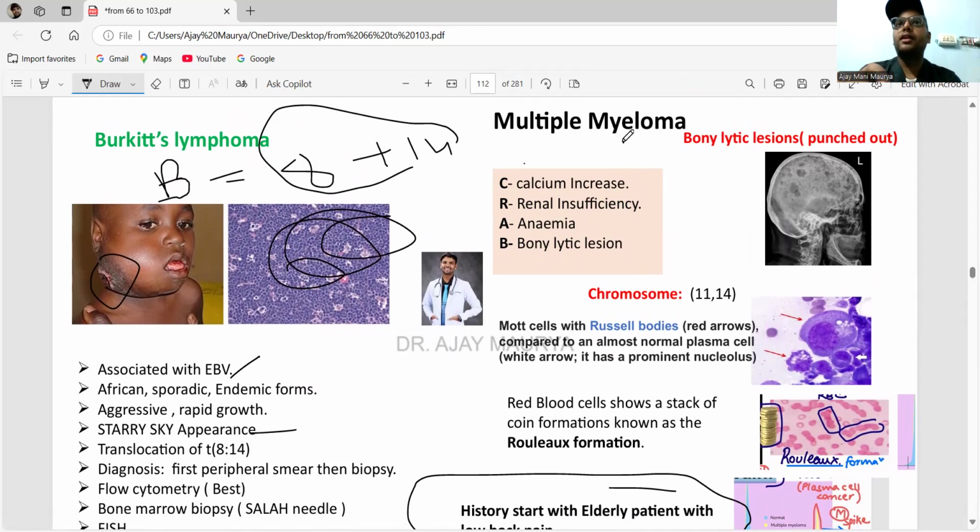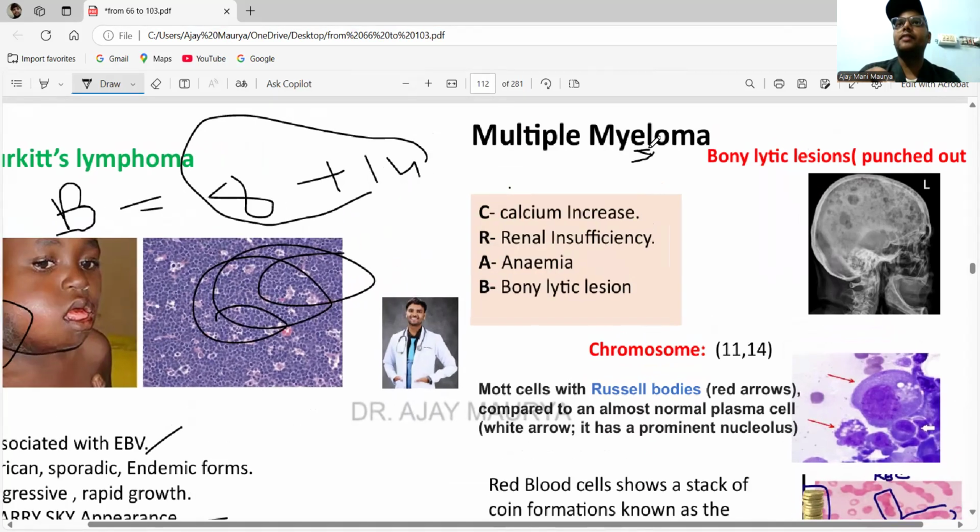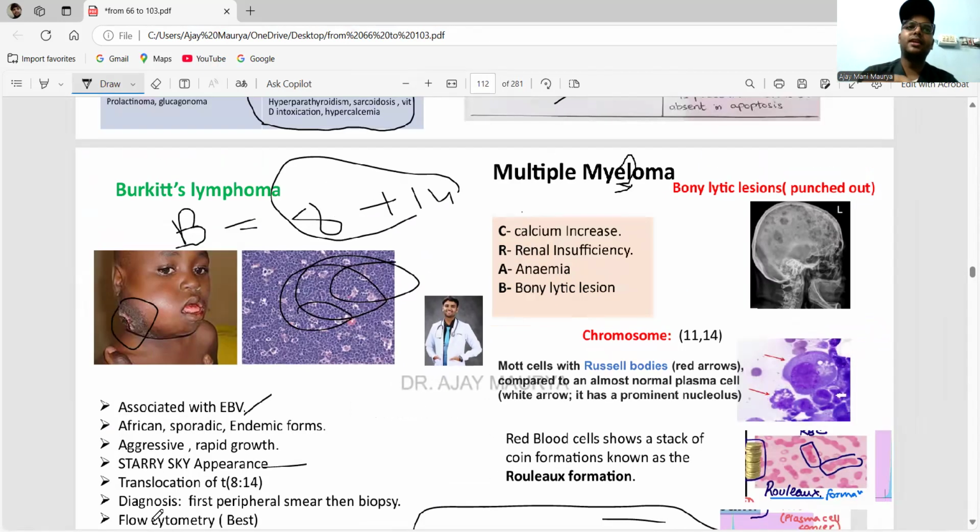For multiple myeloma, it is 11;14. Here 14 is always constant: 8 and 14 in Burkitt's, 11 and 14 in myeloma. See, this is the CRAB.